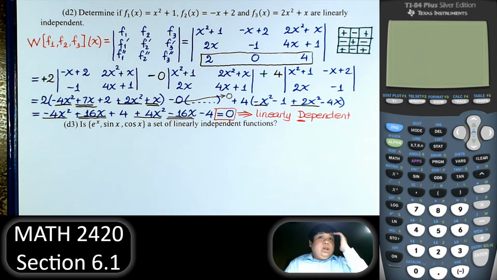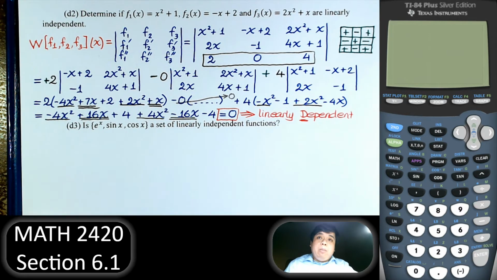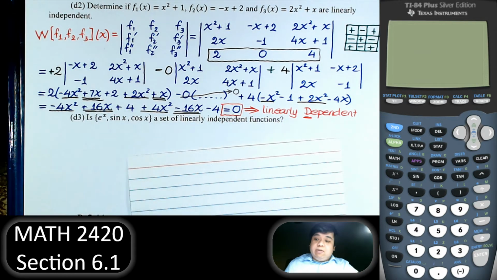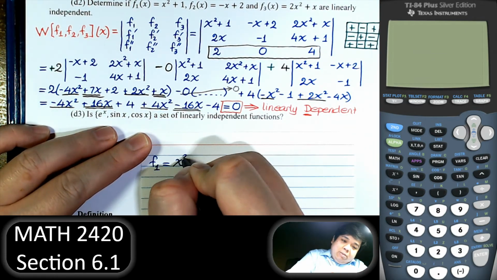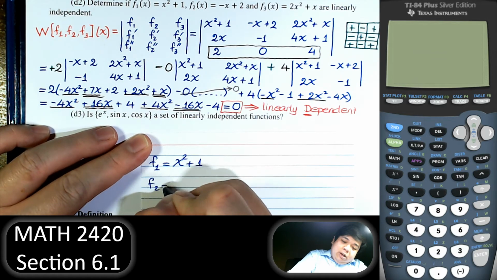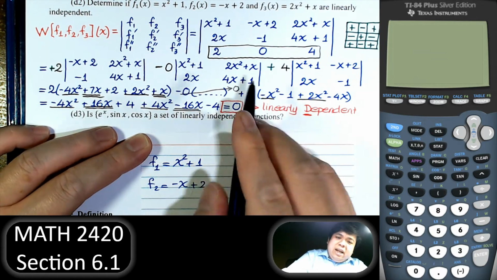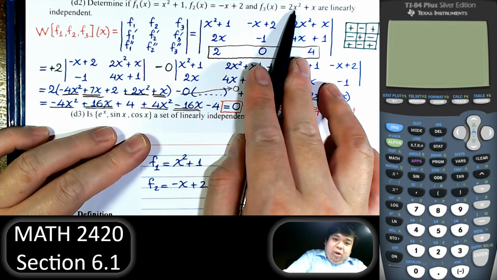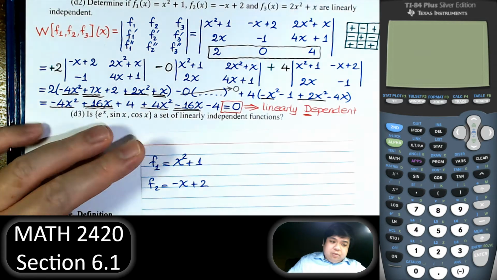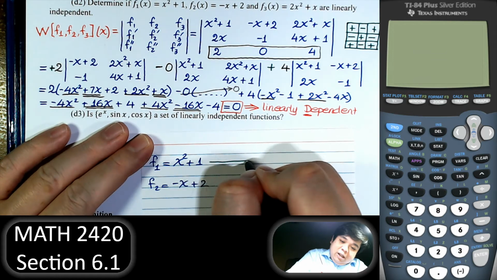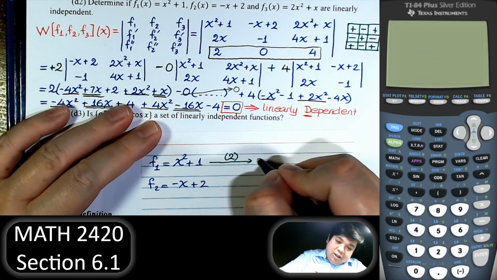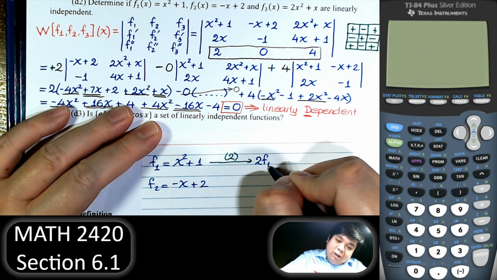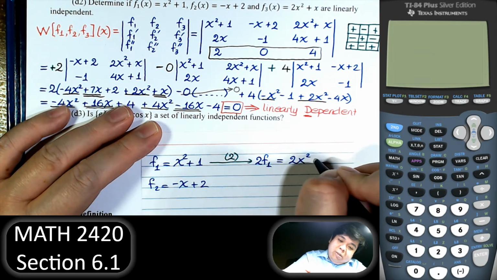Now, according to the definition, if it is linearly dependent, it means one of them can be written as a linear combination of the others. So let's say we have f1 equal to x squared plus 1 and f2 equal to negative x plus 2. Let's say we're trying to get to x squared plus x. We're going to need 2x squared, right? So we multiply by 2 on that. That gives us 2f1 equal to 2x squared plus 2.